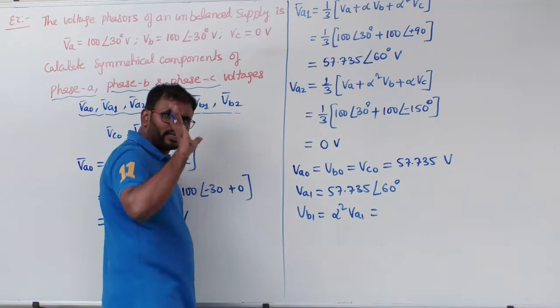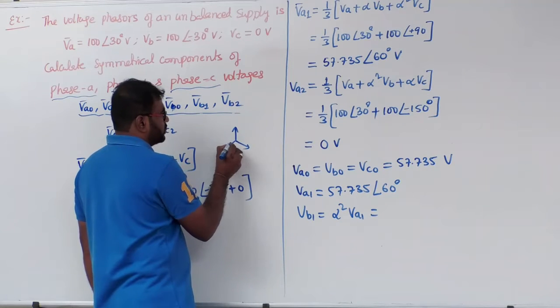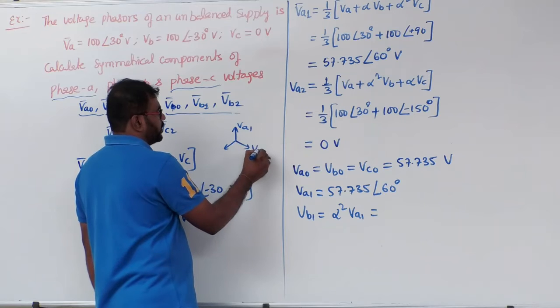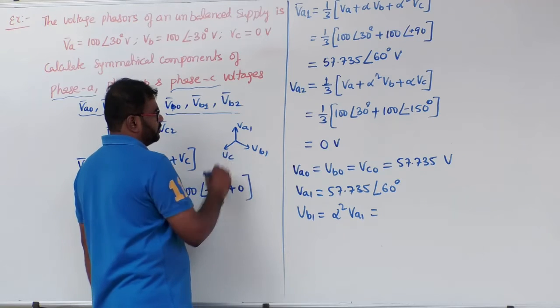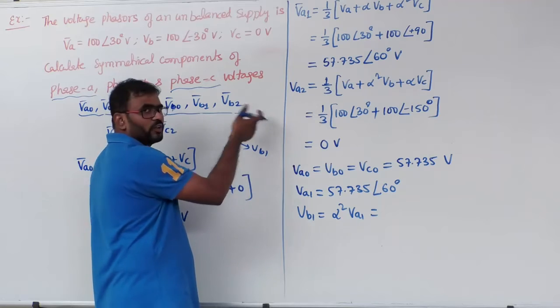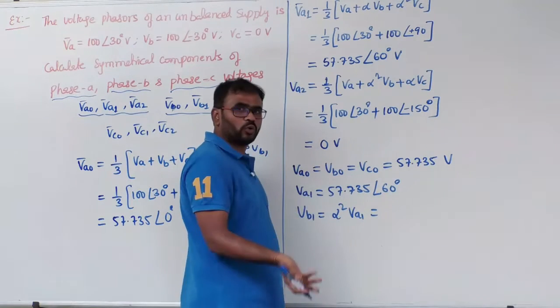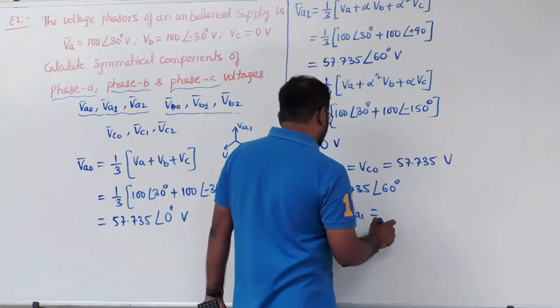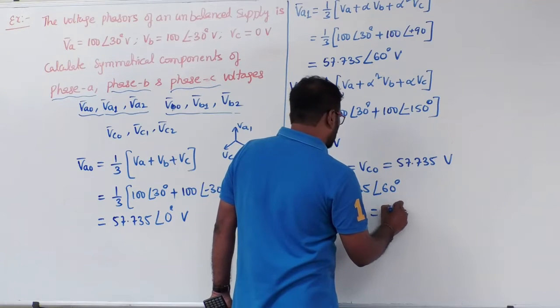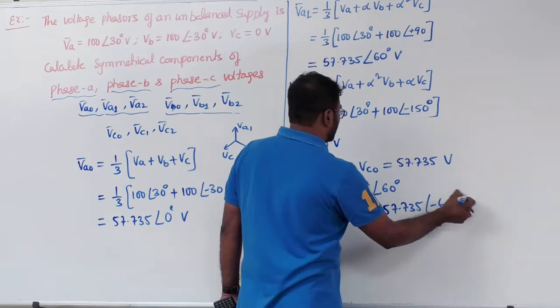If you have any doubt with any formula, you need to draw the phasor. This is positive sequence VA1, VB1 and VC1. So VB1 lags VA1, which means alpha square times VA1. Alpha square means 1 at an angle minus 120. Minus 120 plus 60 will be what? Minus 60. So 57.735 at an angle minus 60 degrees.